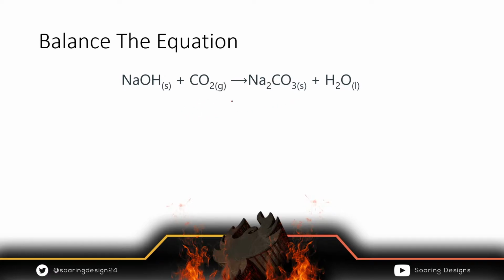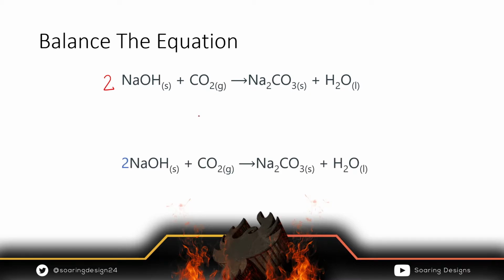As we can see, over here we have 2 sodiums, and over here we only have 1. To fix that, we're going to put a 2 over here. That'll also give us 2 oxygens and 2 hydrogens, which helps balance it out over here as we have 2 hydrogens. And then we also have 1, 2, 3, 4 oxygens, and having 2 oxygens here and 2 oxygens here, the whole thing is balanced. And that's our final balanced equation.